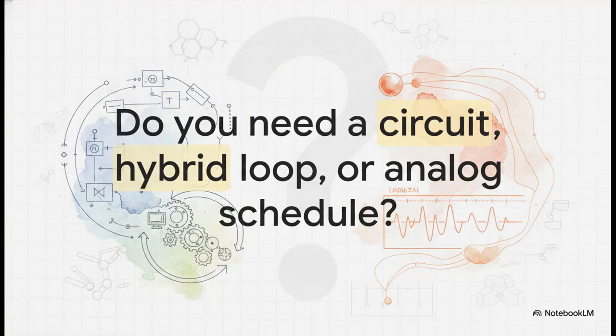As we wrap up this explainer, I want to leave you with a central question to think about for your own workflows. As you look at the domain problem you're actually trying to solve, whether that's drug discovery, logistics routing, or materials science, ask yourself this. Does your specific problem require a coherent gate model circuit, a classical quantum hybrid loop, a physical analog schedule, or a fault-tolerant logical decoder? Answering that question right there is step 1 to mastering quantum programming.